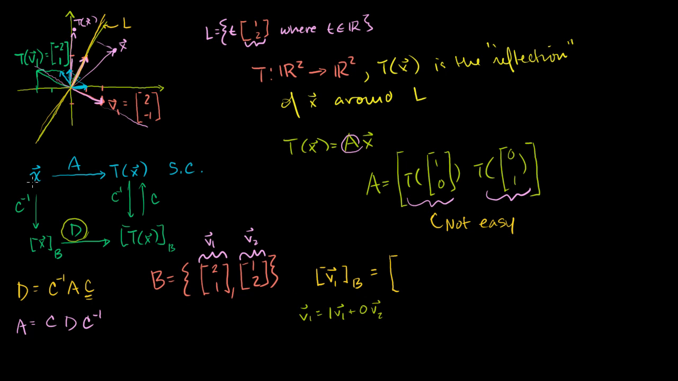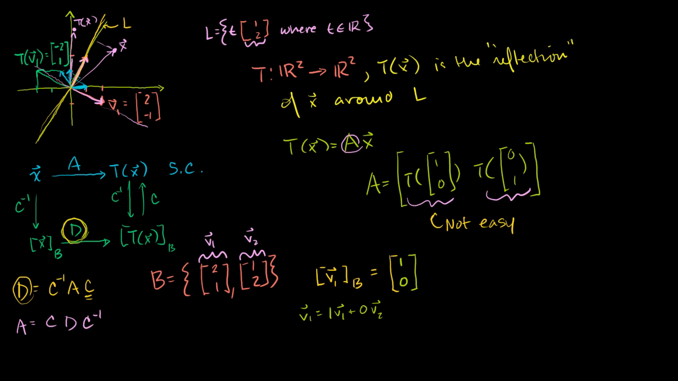I mean, if I wanted to, I could have found C inverse and multiplied by it. But it's almost trivial to find the linear combination of your basis vectors that gets v1. In fact, it is trivial. v1 is 1 times v1 plus 0 times v2. So its coordinates with respect to the basis B are 1, 0. Fair enough. Now, what is D going to be? Let's say we want to find D first, because if we can find D, then we can just apply this formula here to figure out A.